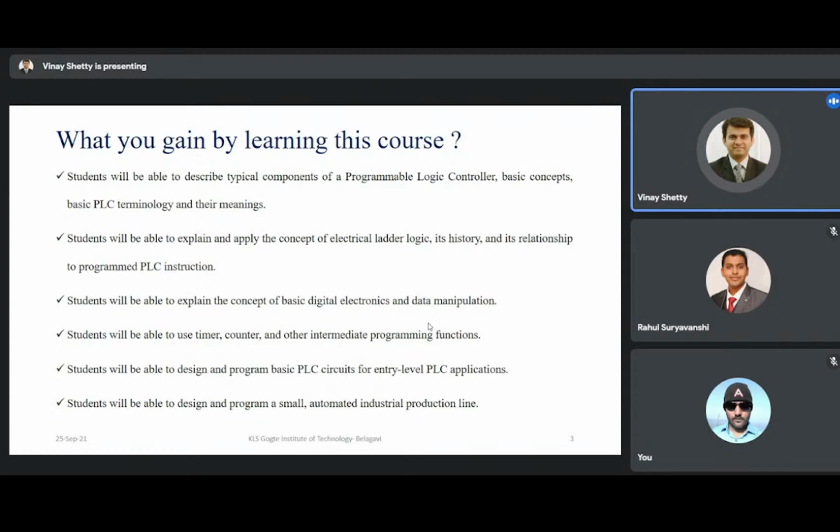Okay. Then the students will be able to explain and apply the concept of electrical ladder logic, its history, and its relationship to programmed PLC instructions, wherein we call it as instruction list. Then the student will be able to explain the concept of basic digital electronics and data manipulation. After that, students will be able to use timer, counter, and other intermediate programming functions built in the PLC. Then the student will be able to design and program basic PLC circuits for entry level PLC applications.